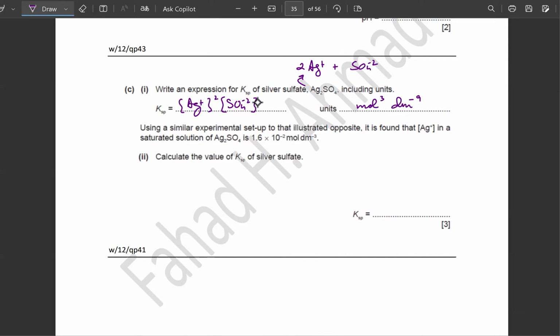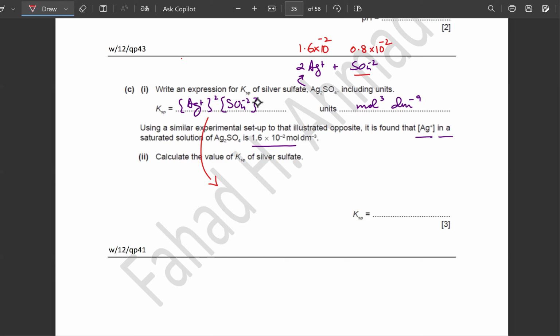Over here, they found the silver ion concentration. He says that the silver ion concentration in a saturated solution is 1.6 times 10 to the power minus 2. The sulfate concentration would be half of that. So what is half of that? That's going to be 0.8 times 10 to the power minus 2, right? Is this clear?